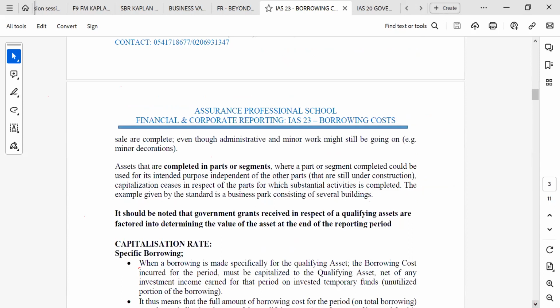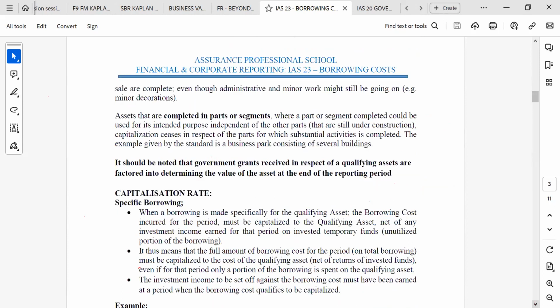Let's come to the types of borrowing that we have. Sometimes we can decide to use our existing borrowings to finance the construction. Or sometimes we can also decide to go for a new loan purposely for the construction of that particular asset. So we have two types of borrowings. We have the specific borrowing.